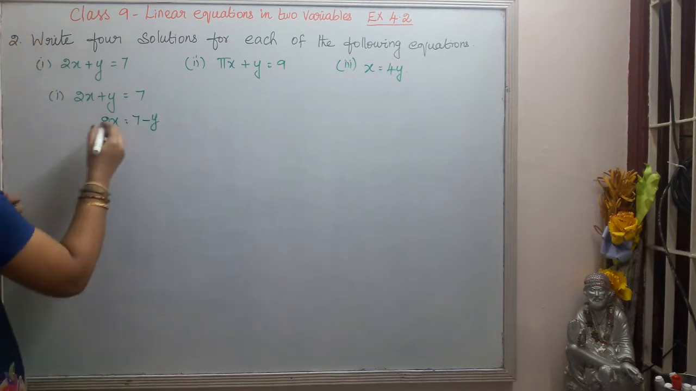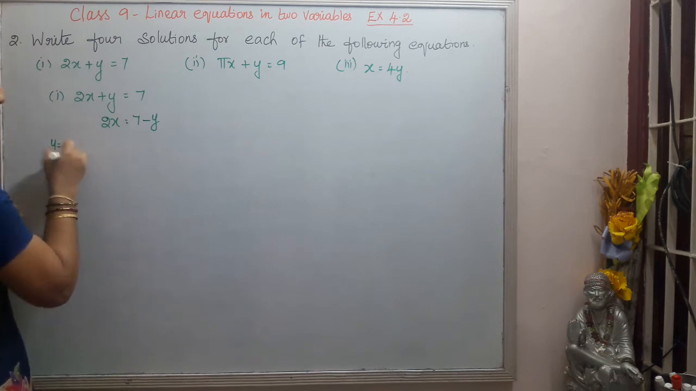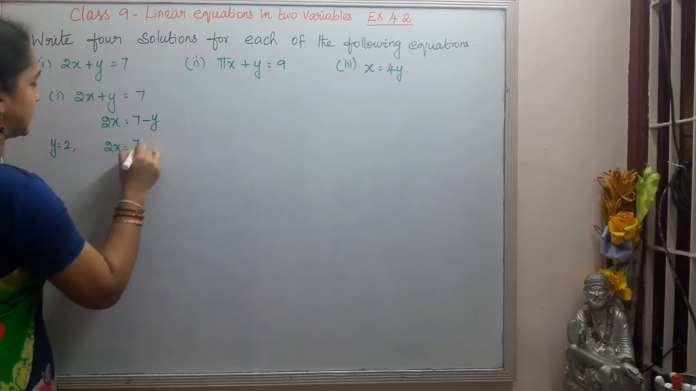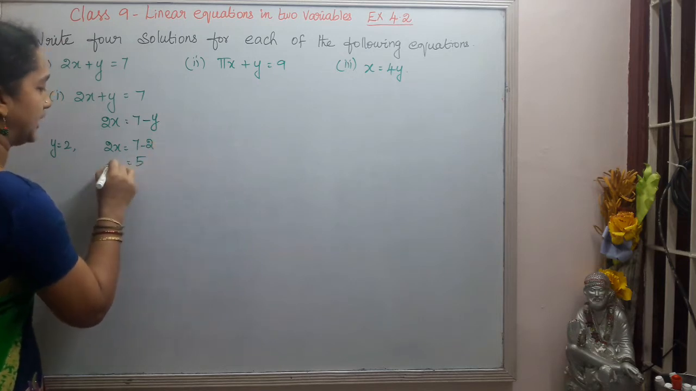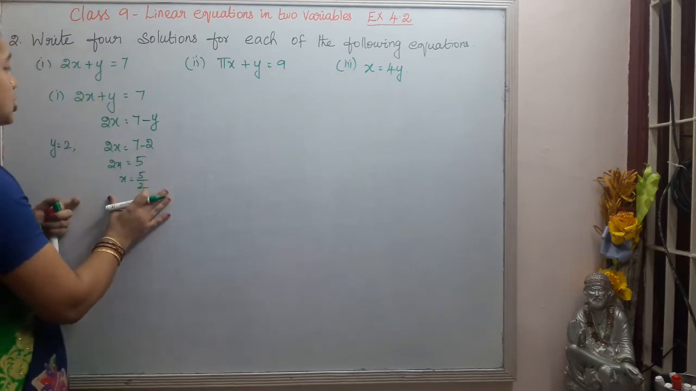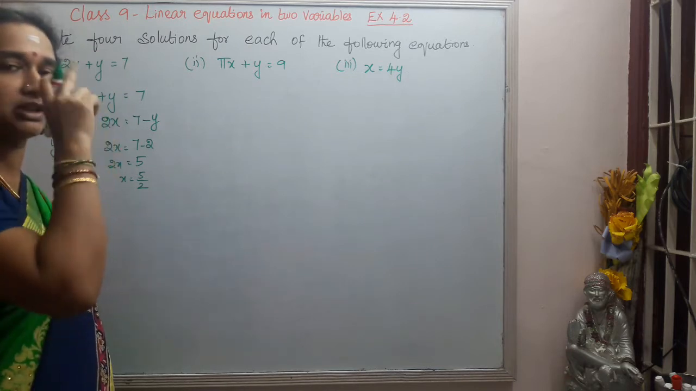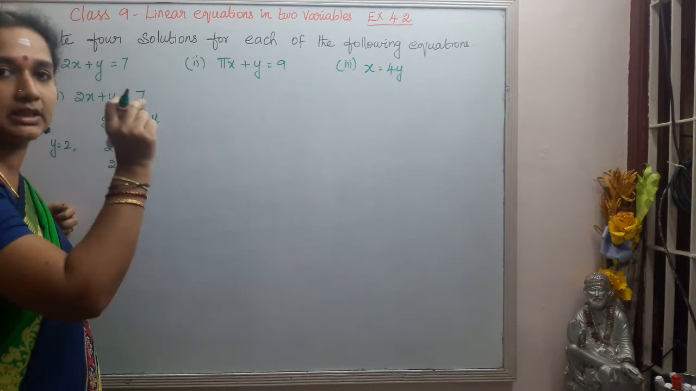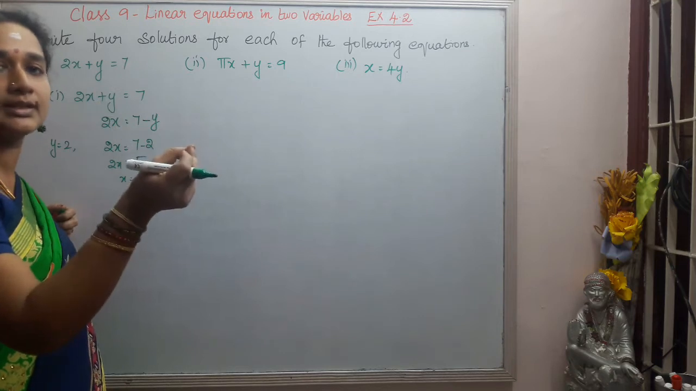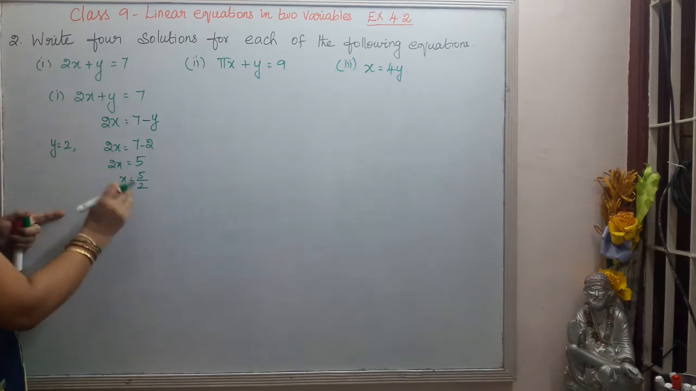We will take it like this. Then first one is the y value. If we are taking y value as 2, then 2x is equal to 7 minus 2, that is equal to 5. We will get x value as 5 by 2. Usually the solution of a linear equation, we will write it in an ordered pair within brackets. The ordered pair means the first element is the value of x, and the second number is the value of y.